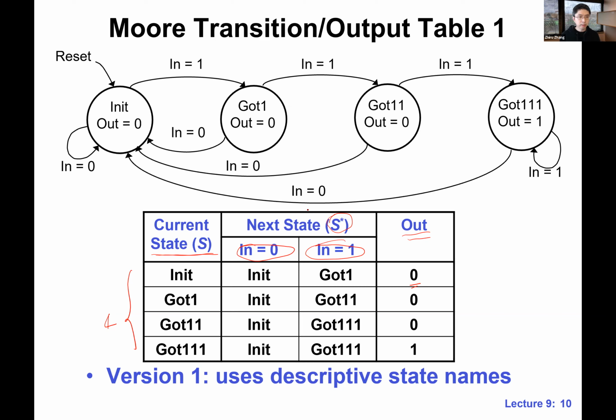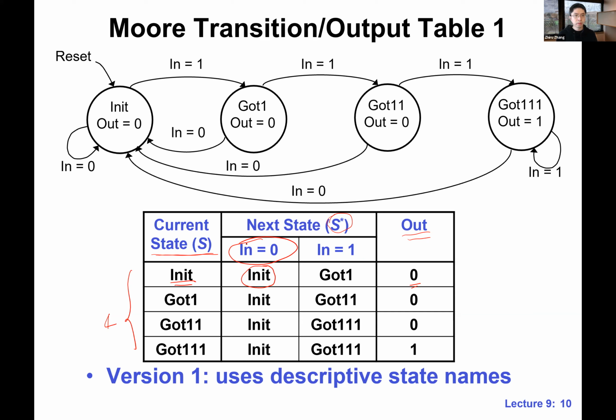Somehow my pointer's gone. In this case, if you look at this specific entry, this is where we are at. The current state is Init, and the input is 0. This means that at current state Init, if the input is 0, we're going to stay at the Init state. Hopefully this is intuitive enough. Very straightforward.